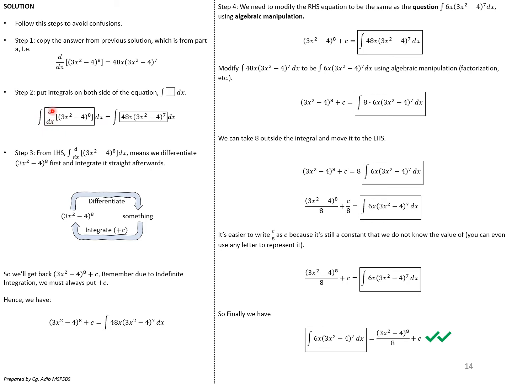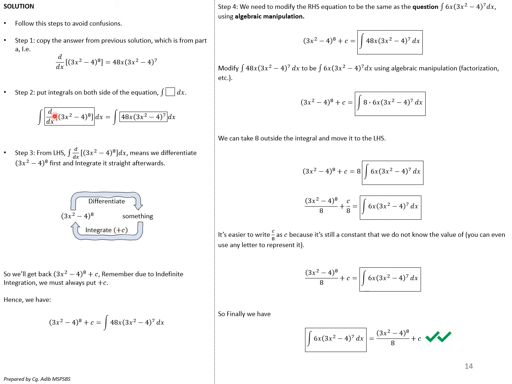You have the differentiation sign, then you have the integration sign. So it means you differentiate 3x squared minus 4 to the power of 8, and then you integrate it. I'm drawing you a diagram here for you to understand it better. So you differentiate it into something. You don't really need to differentiate it because you're going to integrate it straightforward. After you integrate it, it's going to go back to this. But you have to put plus c because this is an indefinite integral.